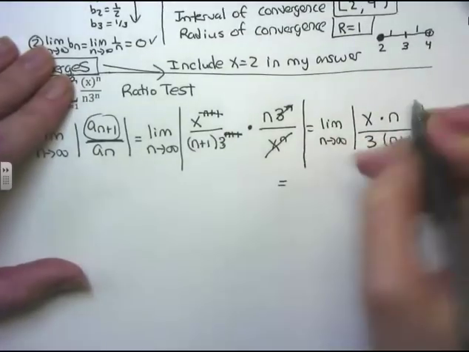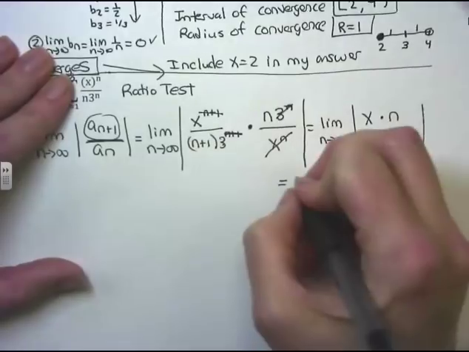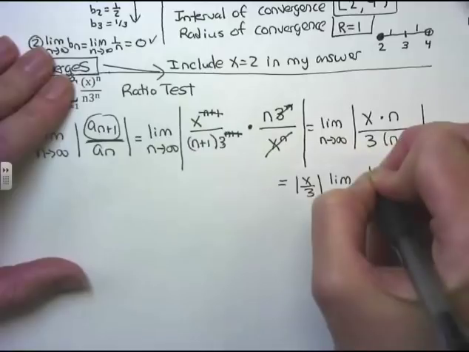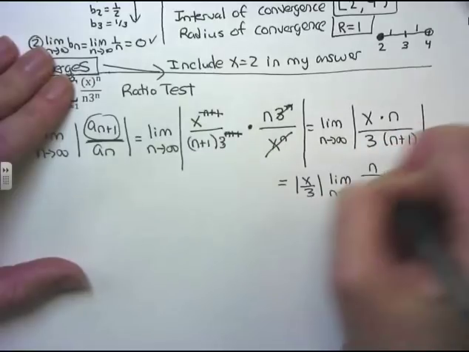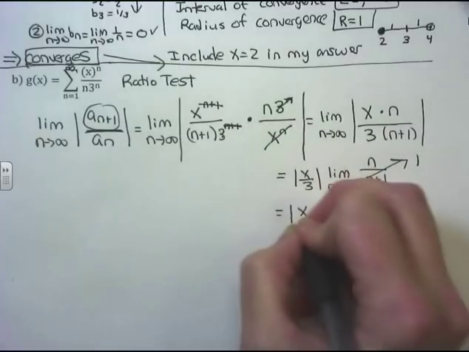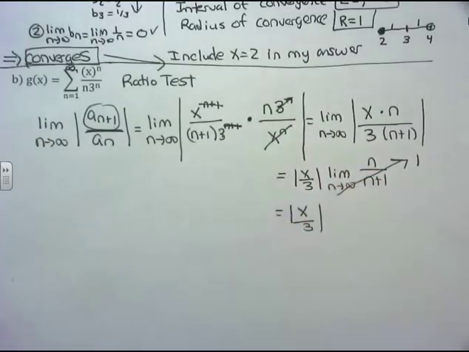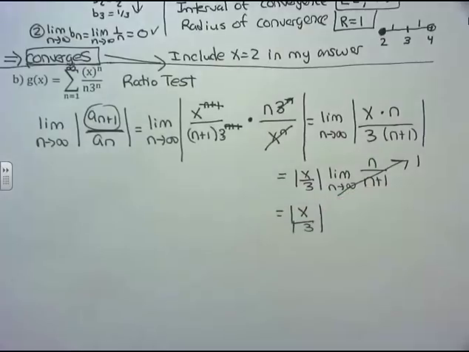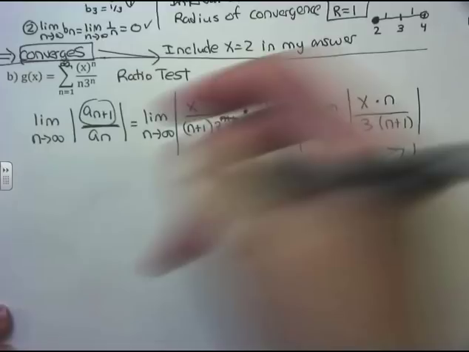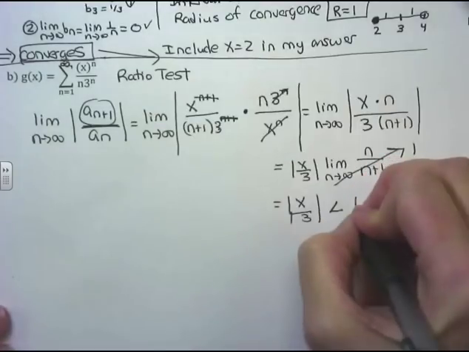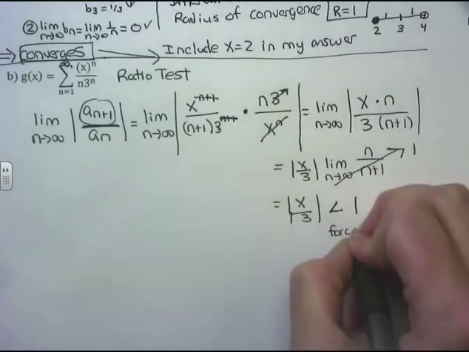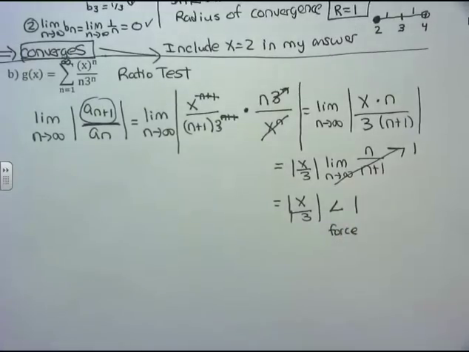So what I'm looking at, pulling out this absolute value of x over 3, I have the limit as n goes to infinity of n over n plus 1. We know that limit is just 1. So I'm looking at the absolute value of x over 3. And you can drop the absolute value on the 3 if you want. I want to know, where does this series converge with the ratio test? I know that happens when this is less than 1. So again, I'm forcing this to be true to find those values of x that make this converge.